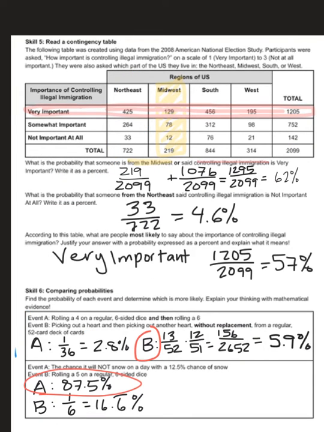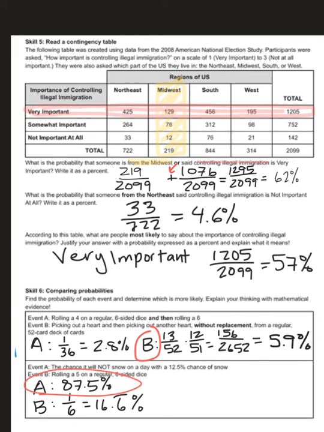All right, so hopefully you paused and you tried these. So here's what we got for some answers. On this first one, I color-coded it for us. The probability that someone is from the Midwest is the yellow part, and or that they said controlling illegal immigration is very important. That's the red part. So our or still means we're going to add, just like we did before.